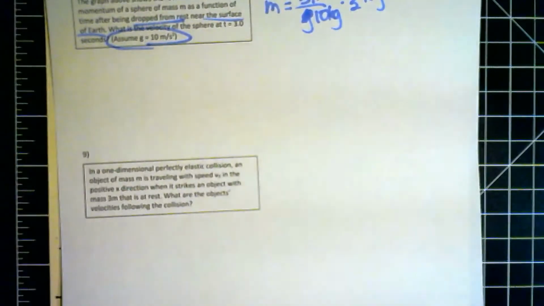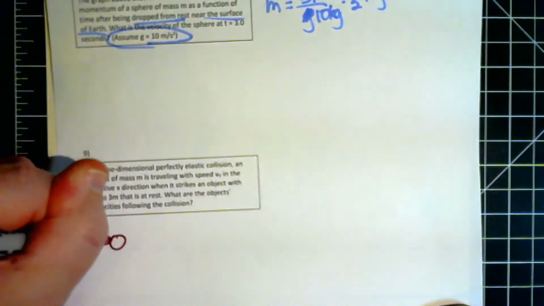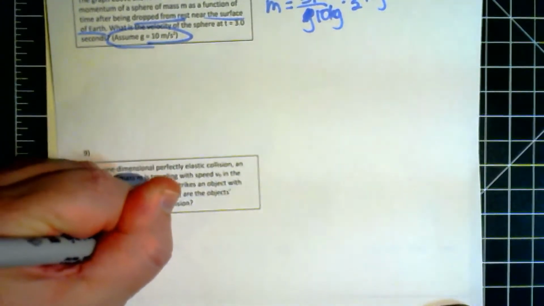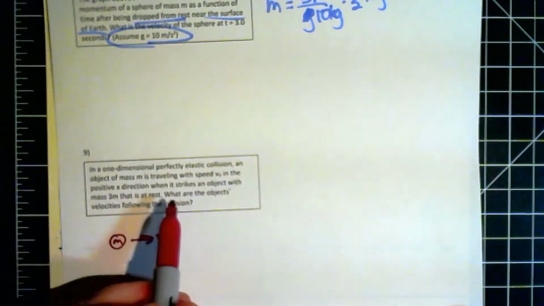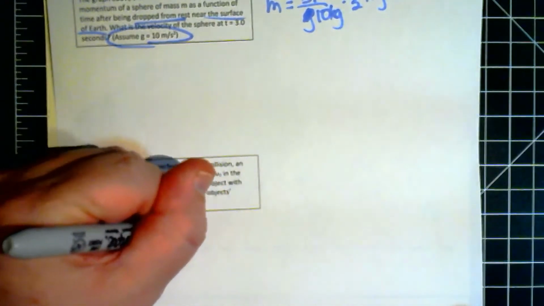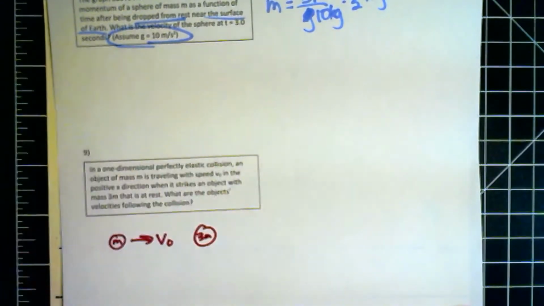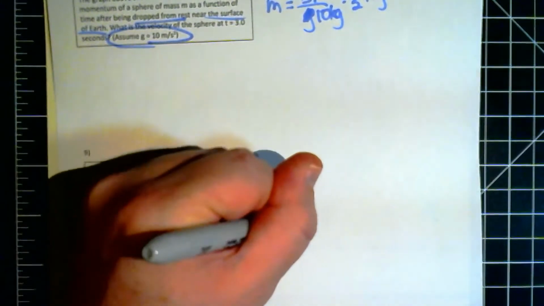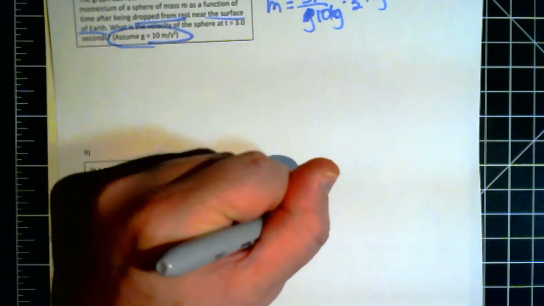Question number 9. We've got a perfectly elastic collision with mass m traveling at a speed of v naught in the x direction, and it strikes an object with a mass of 3m that's initially at rest, and then we need to figure out what happens afterwards. What happens to mass m? What happens to mass 3m?